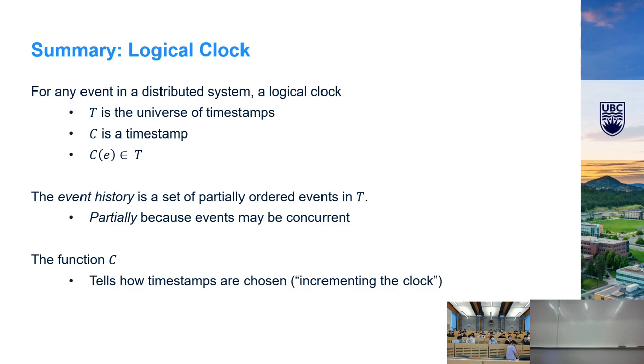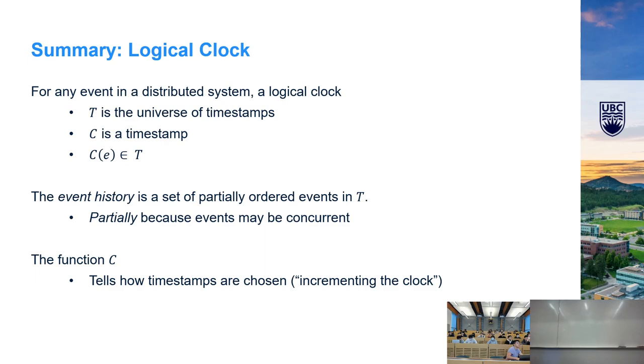So, in summary, a logical clock means we have a universe of timestamps. We have a timestamp out of that universe, and we have a function that takes an event and pulls a timestamp out of that universe of timestamps. Boy, lots of very abstract language to say, I got a whole bunch of timestamps, I got a whole bunch of events, and I got a way of pulling a timestamp out of the universe of timestamps and assigning it to that event.